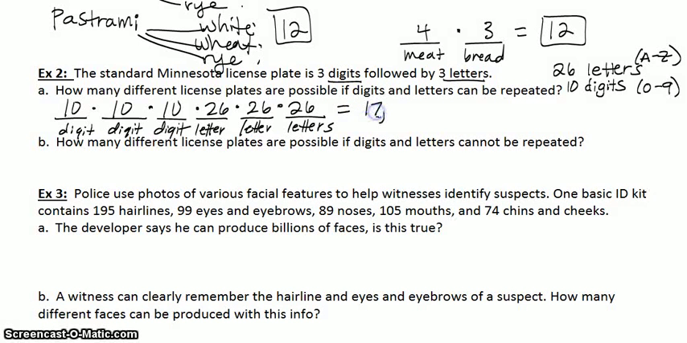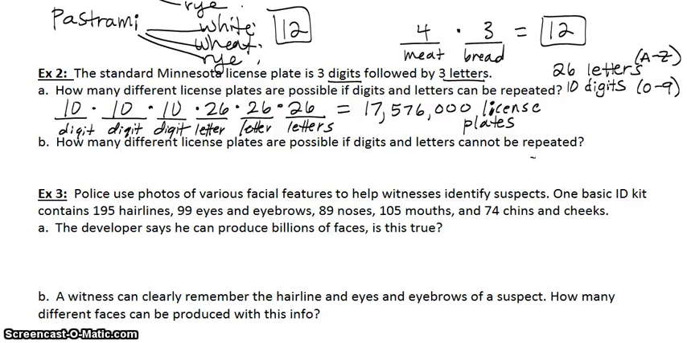You end up with 17,576,000 license plates, which really isn't that many if you think about the fact that the population of Minnesota is what, 6, 7, 8 million nowadays, and a lot of families, or we have at least one car per person in the state, so we don't actually have that many more possibilities than we have cars in Minnesota.